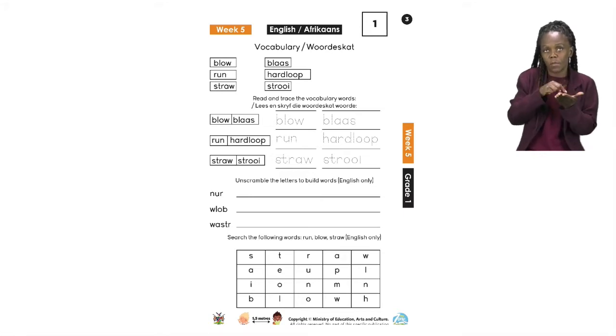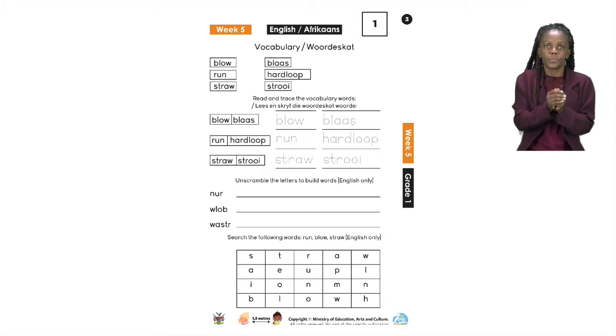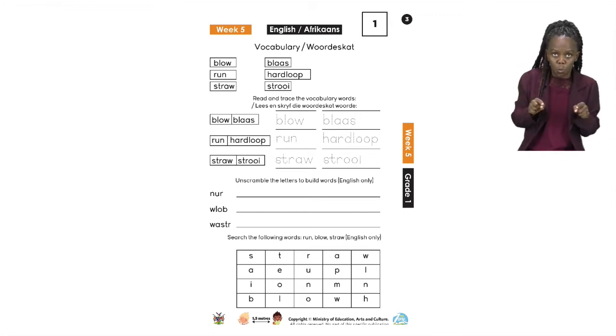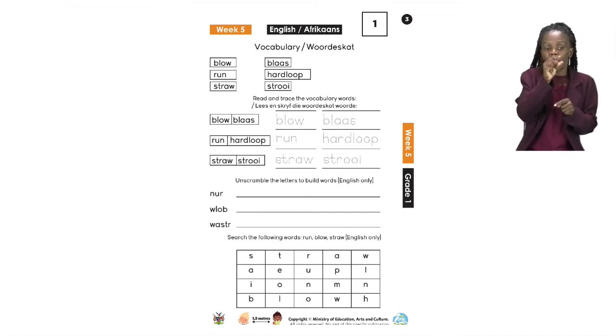You are going to trace these words and make sure you take your time by following each dot. After that, you are going to unscramble the words. As you can see, they are in their incorrect order, so you are going to write the correct order for each word. And then below, you are going to search for the words in the boxes that you can see there. We are going to do a few of the exercises together on the board.